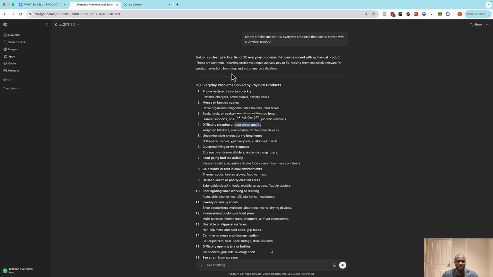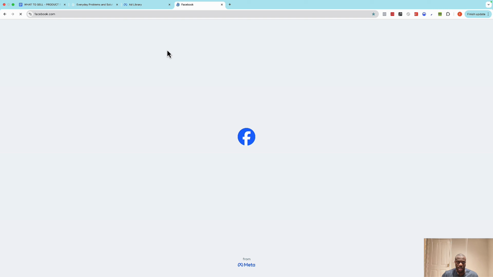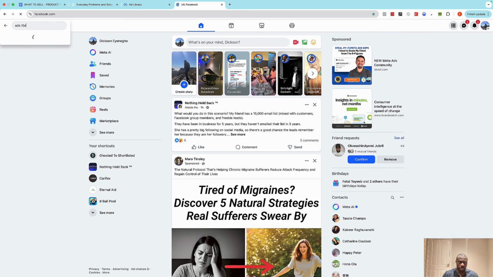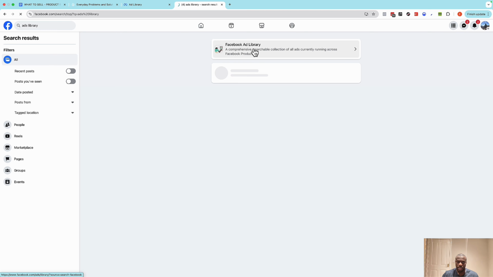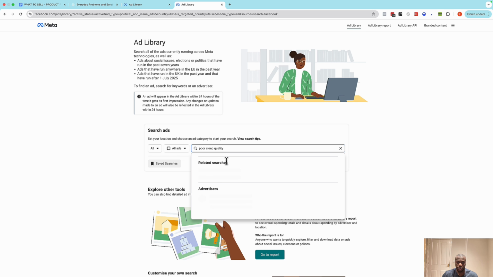So the next thing I'm going to do, I'll go over to facebook.com and we'll go over to their Facebook ads library. So I'm going to search on ads library on my Facebook here, and I'll see this link. I'll click on it. It's the Facebook ads library. The Facebook ads library is like a transparency tool where you can see any ads that are running currently on Facebook, where businesses advertise their products. So I'm going to change this to all and the category to all ads. Then I'm going to just put this keyword, poor sleep quality, and let's see what pops out.